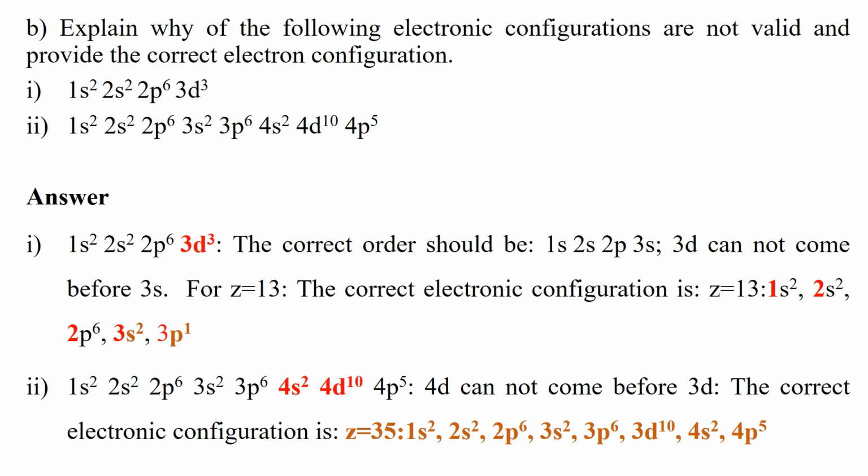Then for the second one, we have 1s2, 2s2, 2p6, 3s2, 3p6, 4s2, 4d10, 4p5. 4d cannot come before 3d. That is where the problem is with the correct electronic configuration. So that's all for this question.